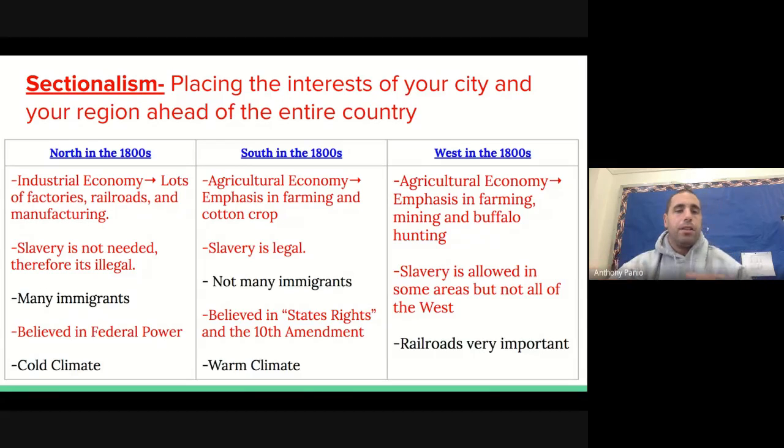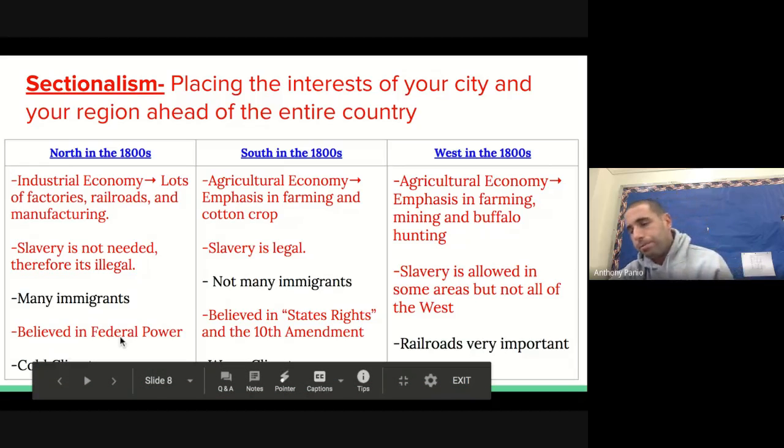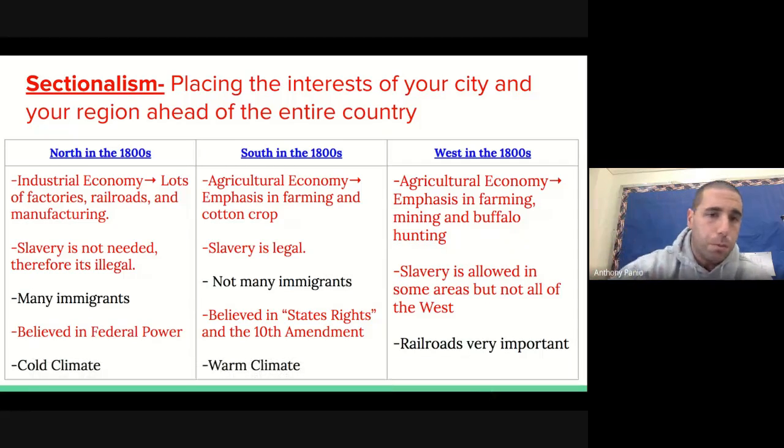Okay, and they believe the federal government should have more power, and of course we know they have a colder climate. The South in the 1800s had almost completely differing viewpoints and way of life. They had an agricultural economy. There was a major emphasis on farming and a major emphasis on growing cotton.